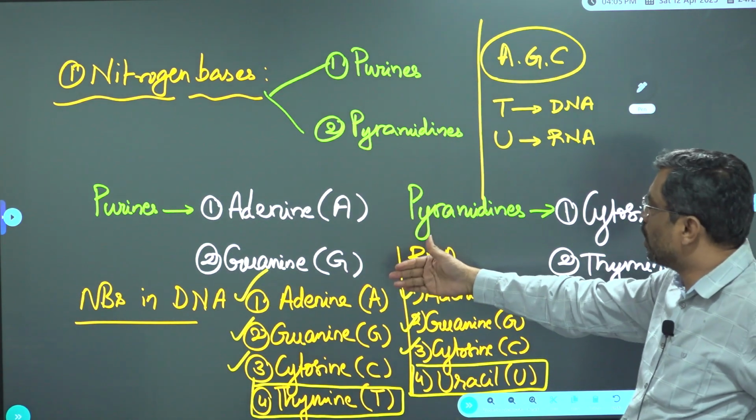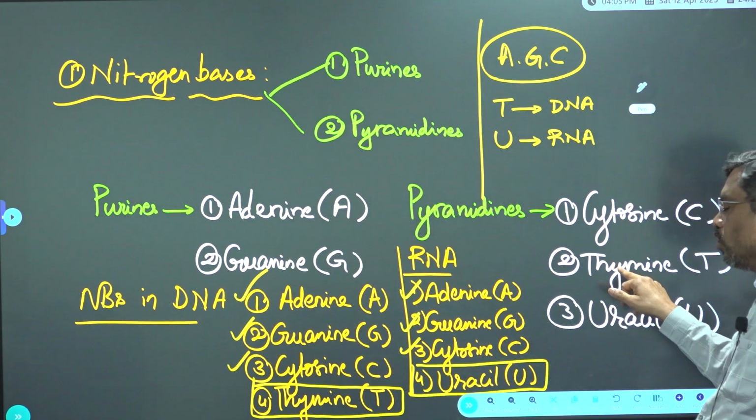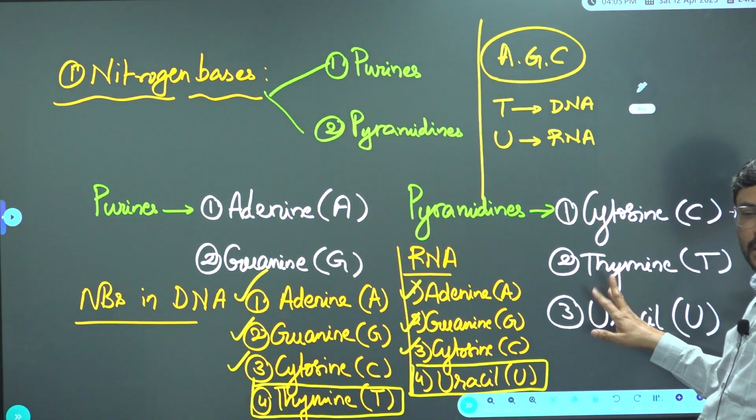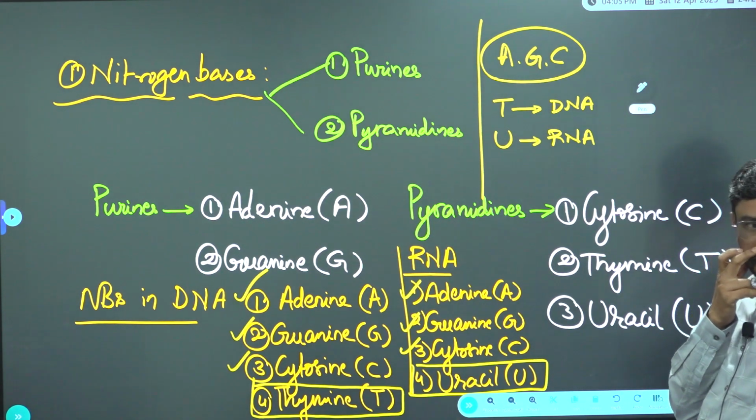Purines are adenine and guanine. Pyrimidines are cytosine, thymine and uracil. Thymine is present only in DNA. Uracil is present only in RNA. Over? Right. Next.